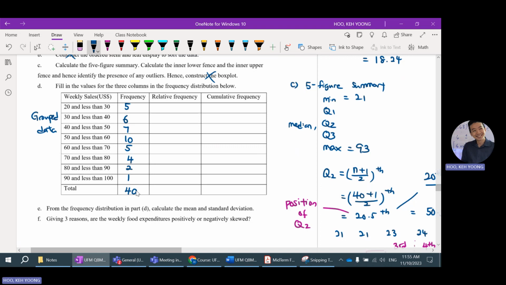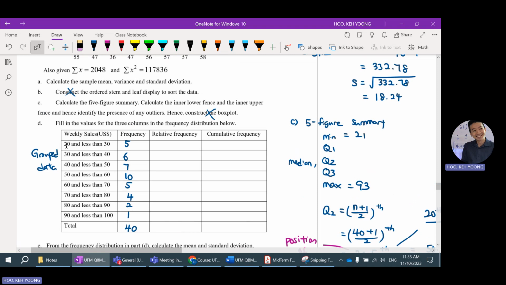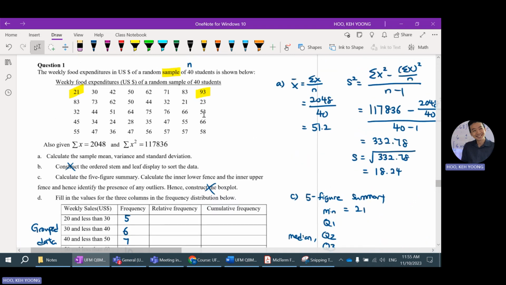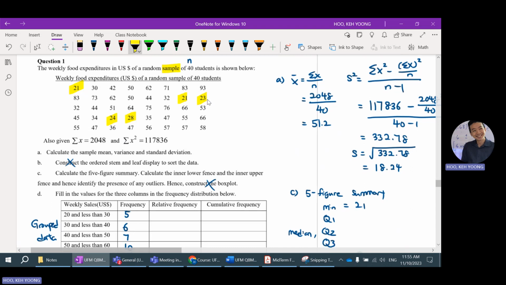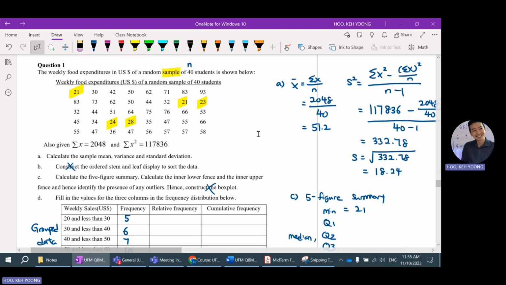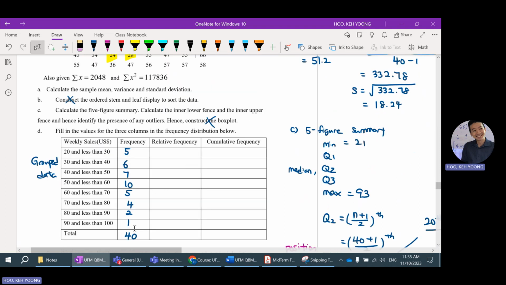Can the rest please check? The first class should include all the values between 20 and less than 30. So you count how many of them. That's how you count one by one. So for the first class, you have a frequency of 5. And then 30 to less than 40, you count, there should be 6 of them, and so on.